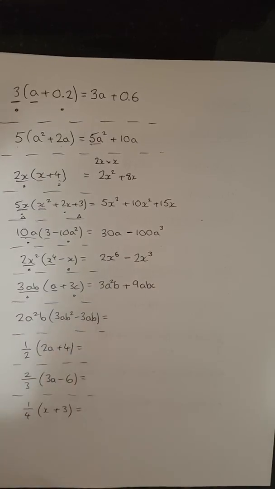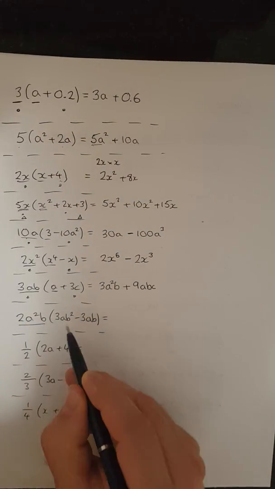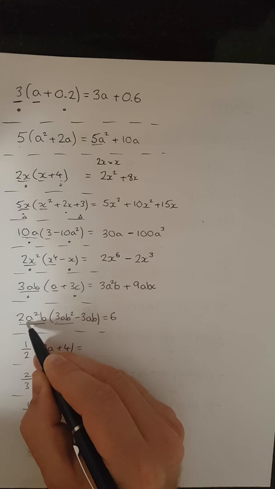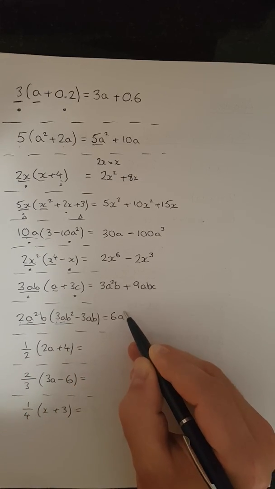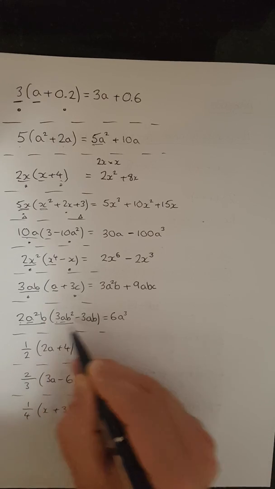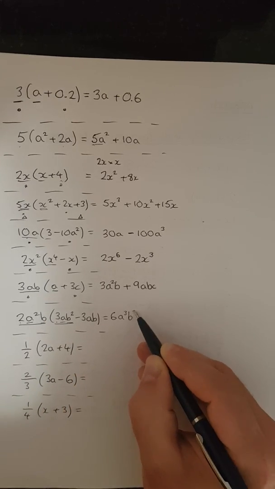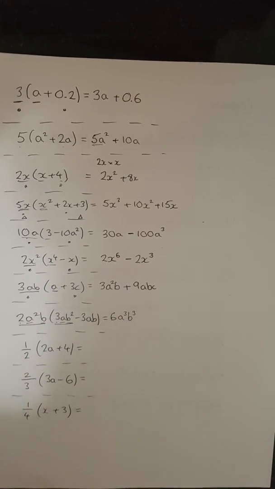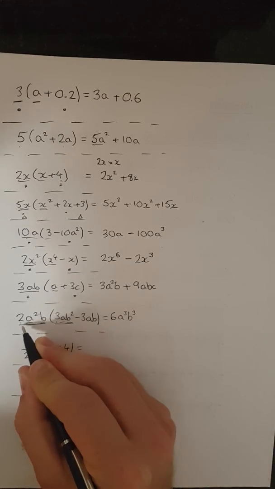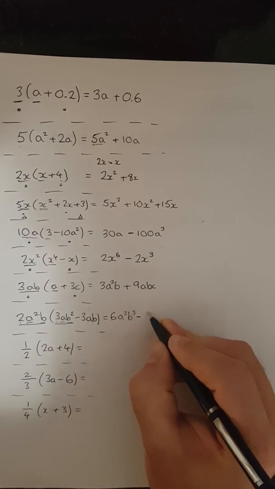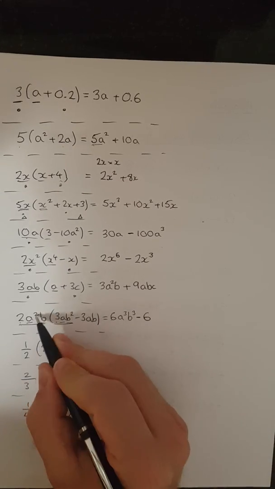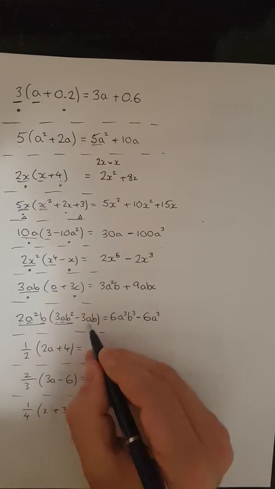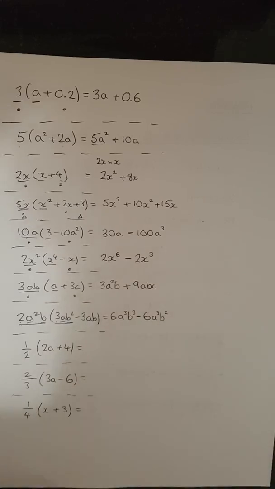Okay, starting to get harder now with the powers. 2 times 3 is 6. A squared times a is a cubed. B times b squared is b cubed. I go numbers first, then go down through the alphabet. Now, 2 times minus 3 is minus 6. A squared times a is a cubed. B times b is b squared.